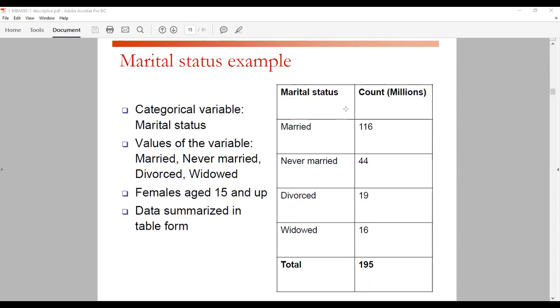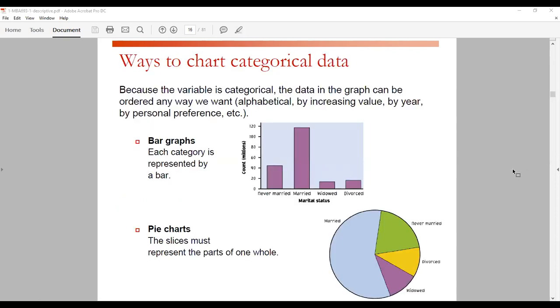Depending on the sophistication of the table, it could be called a contingency table or something along that line. Ways to chart categorical data by bar charts and pie charts. You've probably seen this a million times. Bar charts on the top. You can see that the folks who are married are higher in count as opposed to those never married, widowed, or divorced. Same thing with a pie chart.